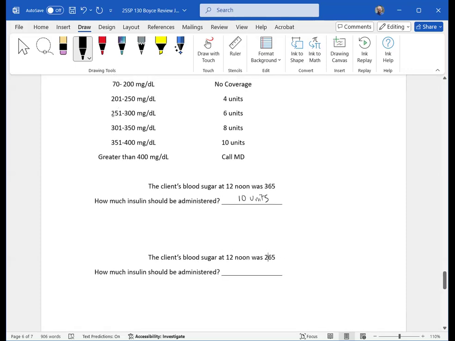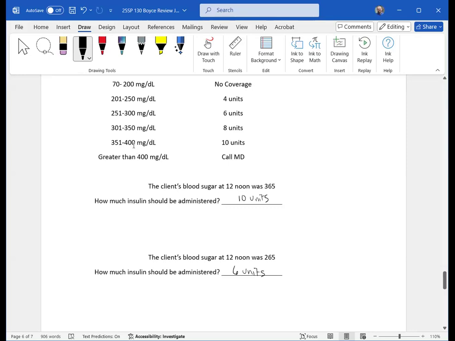We're just going to look at the values. And so for that one, it would be 6 units. So you just got to be able to read the sliding scale. I think most everyone is pretty good with that, but it's good to at least see it again. So that's all I think, if you want to practice.